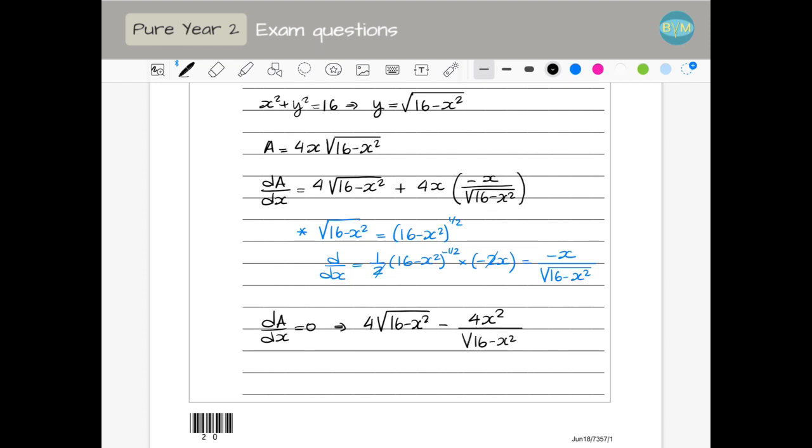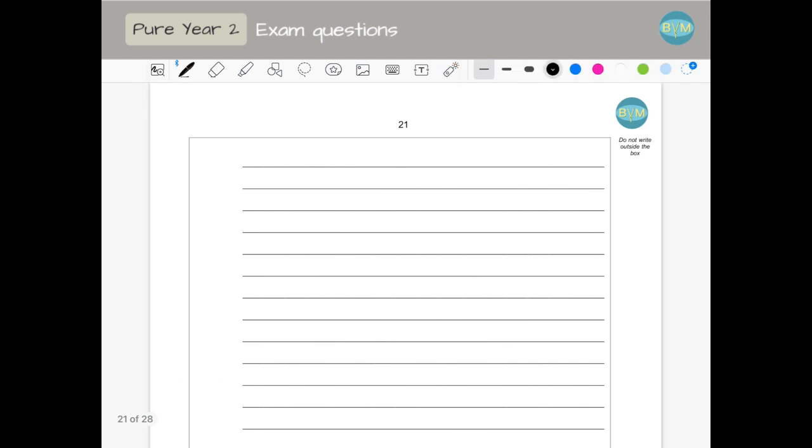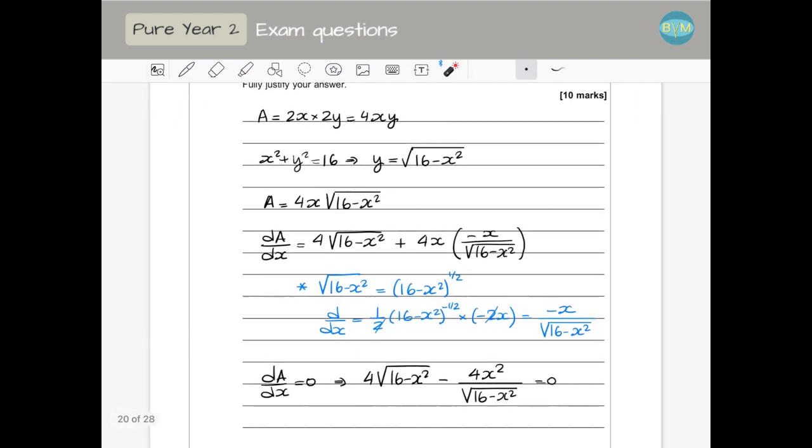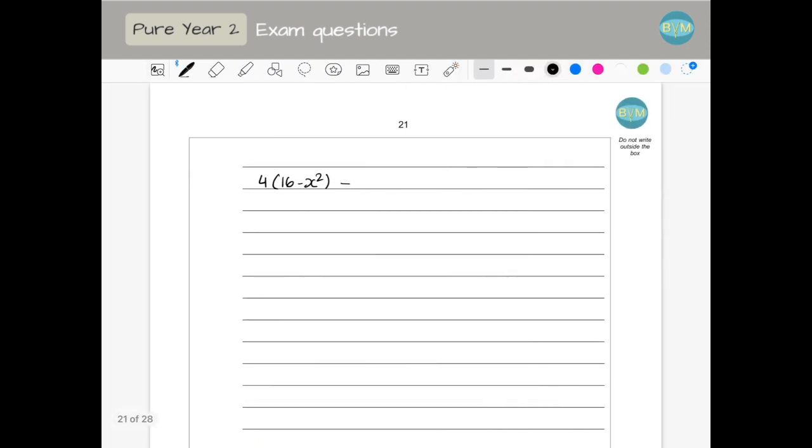I'm going to multiply everything by the square root. When I multiply everything, this square root and this square root cancel. So I just have 4 times 16 minus x squared minus 4x squared equal to 0, because the root is cancelled when I multiply.